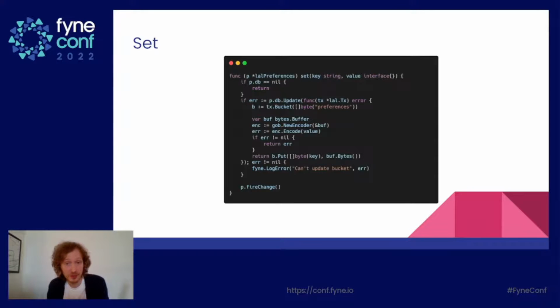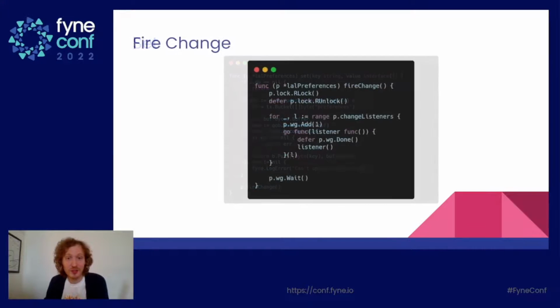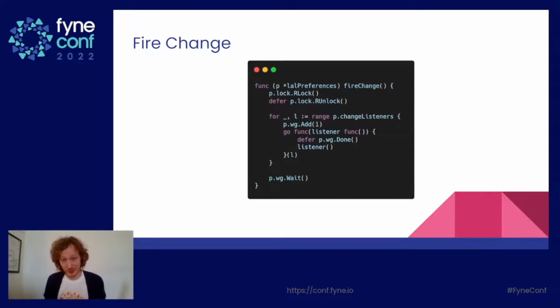So in our set method on the allow preferences struct, we check if there's a database because we need the database, and then we use boltdb's update function, which gives us read and write access. So that gives us a transaction which we call tx here. We grab the preferences bucket, encode the value, and we use boltdb's put method to push that to the database. If all goes well, then we call fire change, which is a very exciting sounding function.